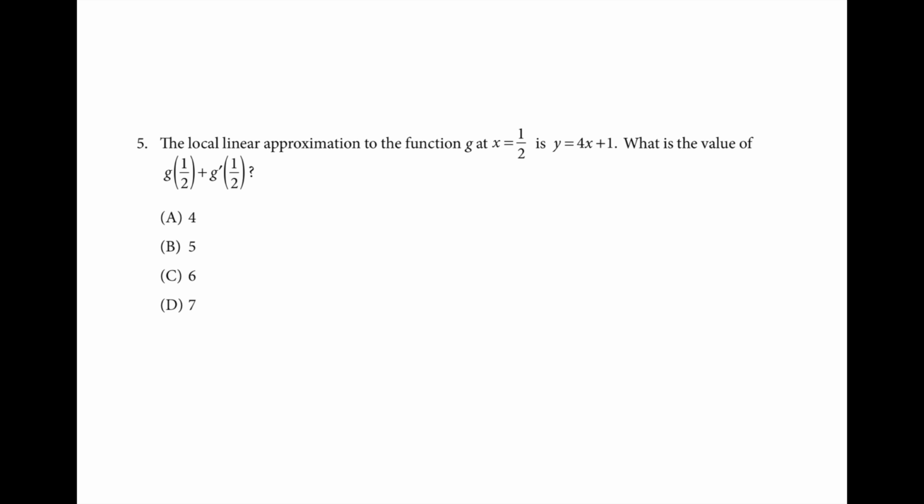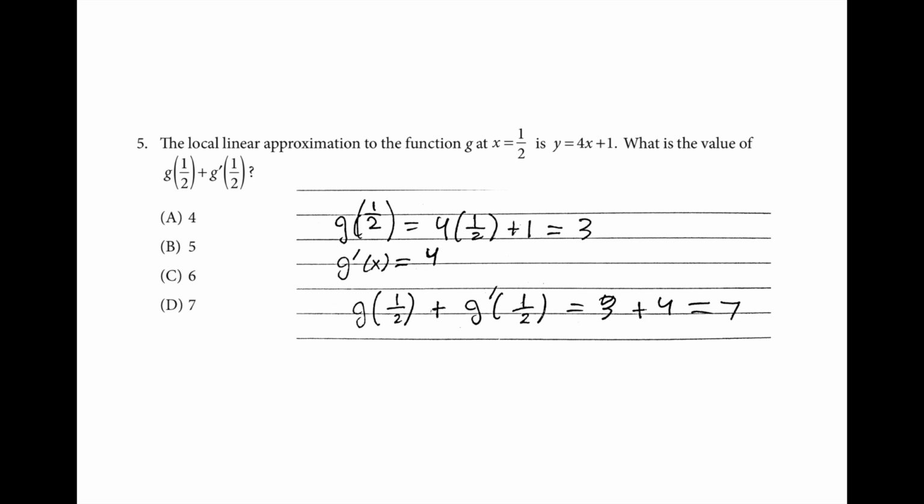For g prime, we need to take the derivative. The derivative of this function is 4 for all points. So, as we said, it will be 3 plus 4, which is 7. So the answer is D.